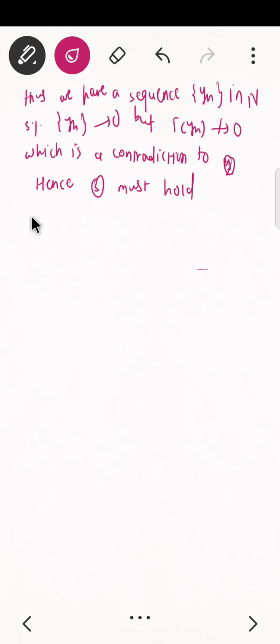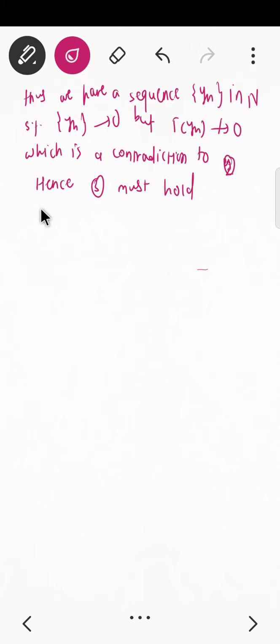Okay, so now we have proved that 2 implies 3. Now we are going to show that 3 implies 4.